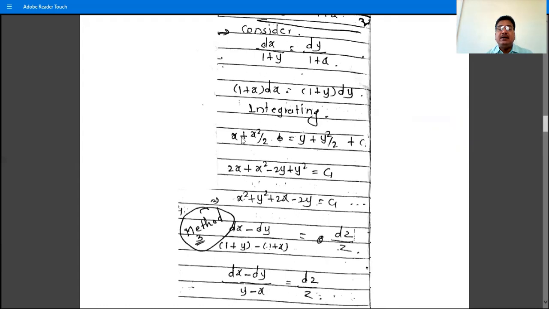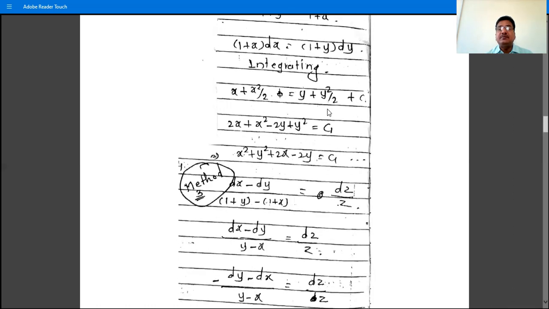Then integrating: the integration of 1 is x, the integration of x is x square by 2, the integration of 1 is y because y is the variable, and the integration of y is y square by 2 plus a constant of integration, suppose c1 dash. Then multiplying by 2 we have this, and suppose 2 c1 dash is c1. Therefore we have this as the first solution.